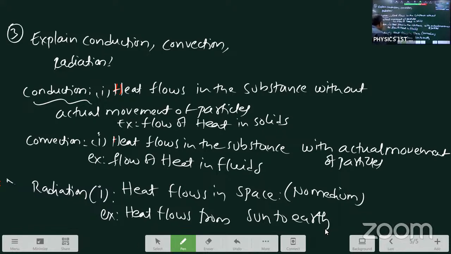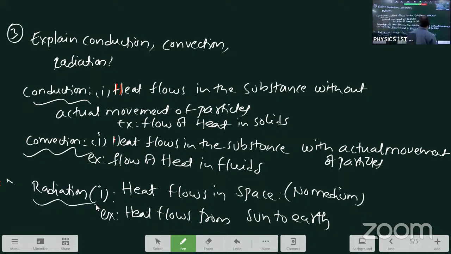So, explain conduction, convection, radiation. Conduction: without actual movement, that is the most important word. Convection: with actual movement. Radiation: in the absence of medium. This is flow of heat in substance. Explain conduction, convection, radiation. Okay, students.